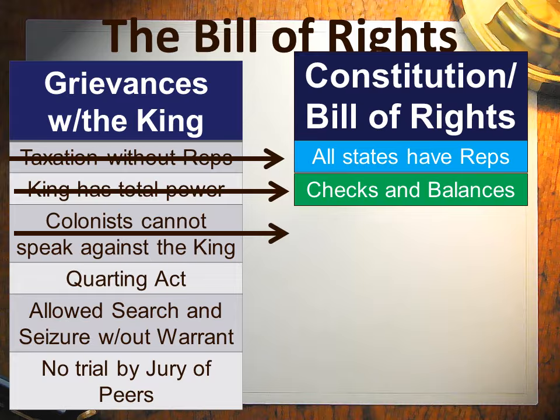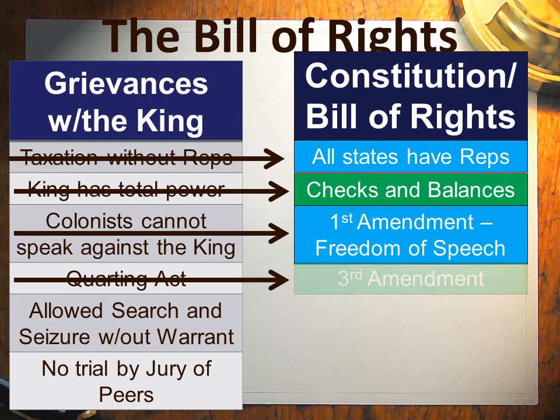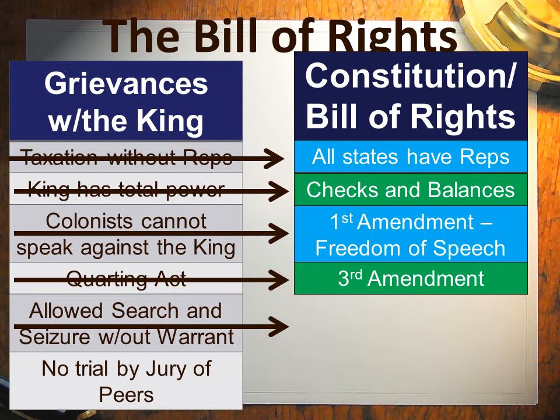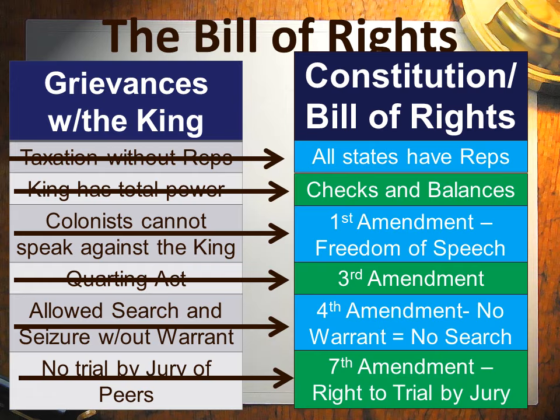Colonists cannot speak against the king. That'll never happen again because of your First Amendment right of freedom of speech and petition. We can say whatever we want about the government. We can complain all we want. That's our right. The Quartering Act will never happen again because of the Third Amendment. Allowing search and seizures will never happen again because of the Fourth Amendment. No warrant equals no search. And finally, no trial by jury will never happen again because of the Seventh Amendment guaranteeing us that we can have a trial by a jury.